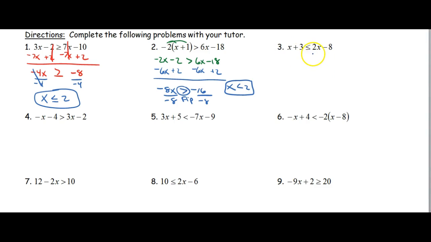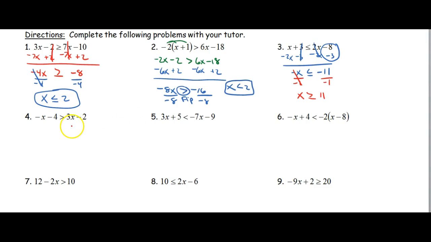Number 3, we want to move the variables to the left. Subtract 2x. Constants to the right. x minus 2x is negative x. The 3's eliminate, the 2x's eliminate. Less than or equal to negative 8 minus 3 is negative 11. Now, I have to divide by negative 1 to get rid of that negative. Since I divided by a negative, I go ahead and flip that inequality sign. So we get x is greater than or equal to 11.